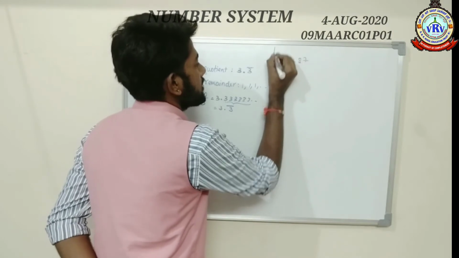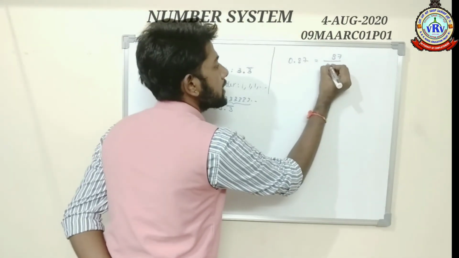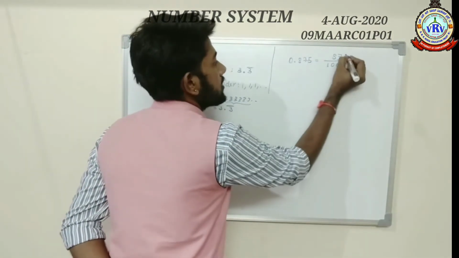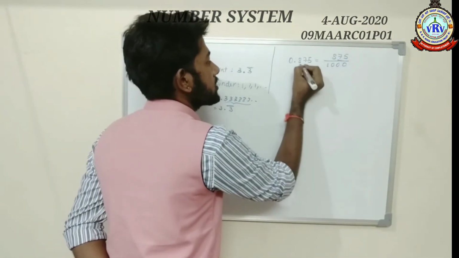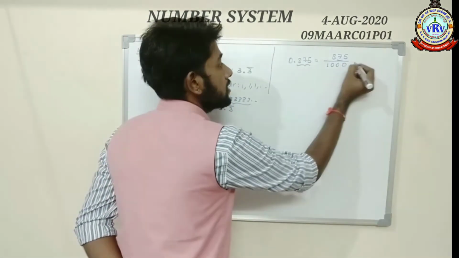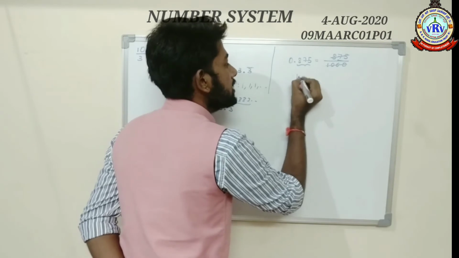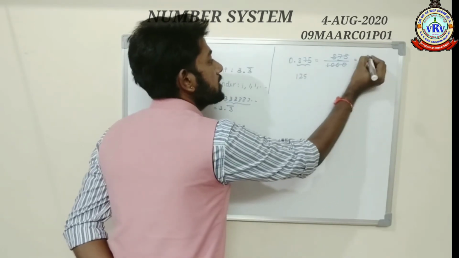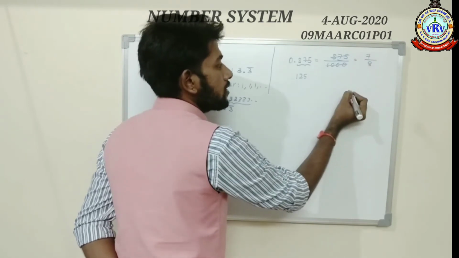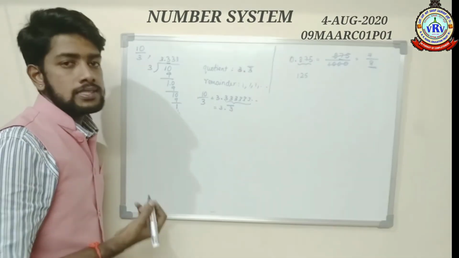First I will consider 0.875, which I can write as 875 divided by 1000, since there are 3 digits after the decimal, so I have to divide by 1000. Now you can see, if we divide 1000 and 875 by the number 125, 125 7s are 875, 125 8s are 1000. It will give the rational number as 7 by 8, which is simple.